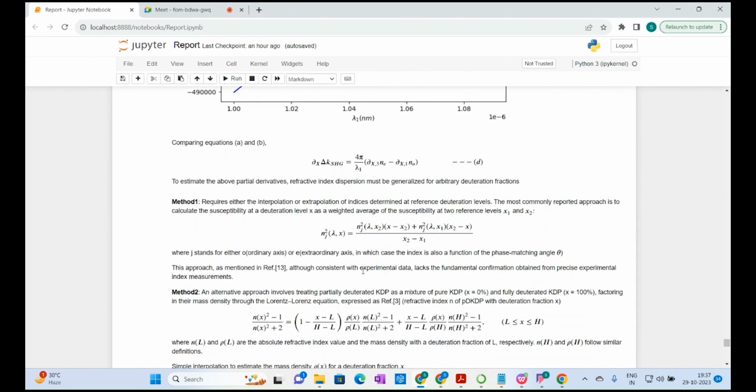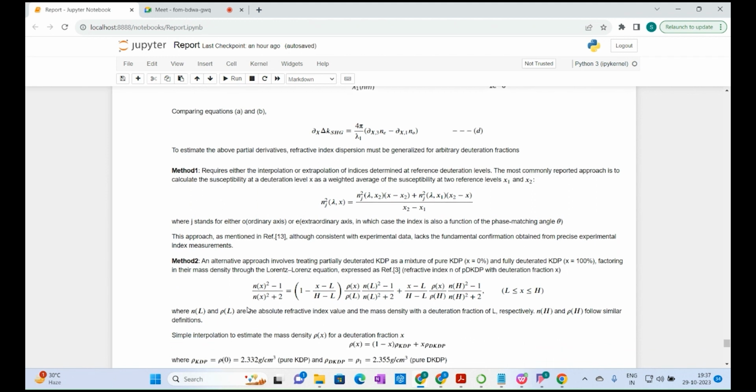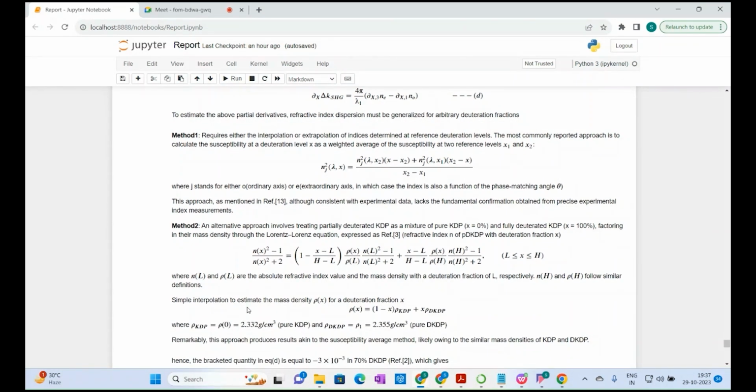Next, for estimating the partial derivative of delta KSHG, that is wave vector mismatch, with respect to the deuteration level, we need the indices generalized for arbitrary deuteration levels, for which we can use either of the two methods. In method 1, we use the idea of interpolation or extrapolation of indices at two reference deuteration levels. While method 2 involves assuming that partially deuterated KDP crystal is a mixture of pure and fully deuterated KDP.